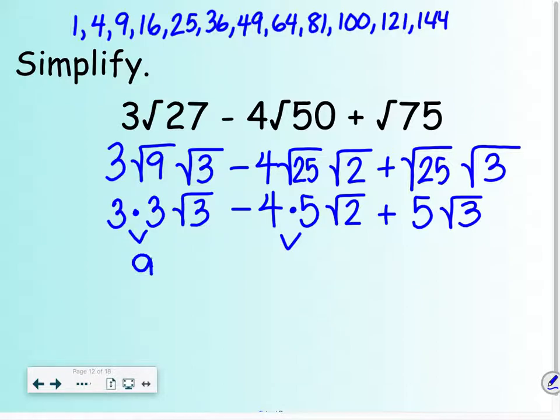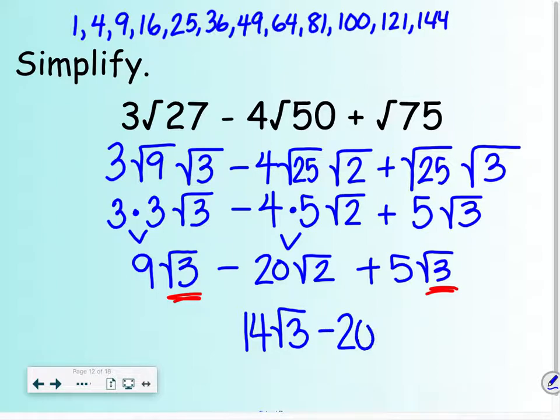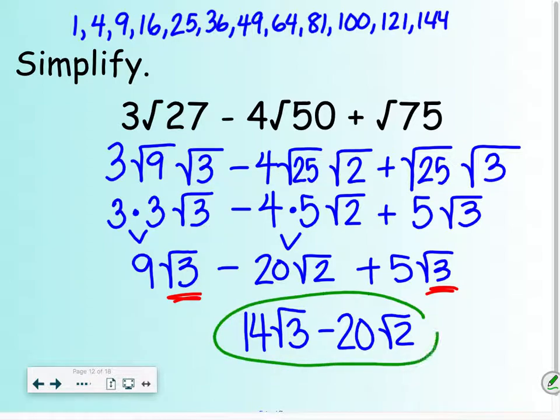Multiplying gives me 9 times the square root of 3 minus 20 times the square root of 2 plus 5 times the square root of 3. Now these are not all like terms, only 2 of them are. So 9 plus 5 is 14. 14 times the square root of 3 minus 20 times the square root of 2. So this final answer looks different from the others because they were not all like terms.